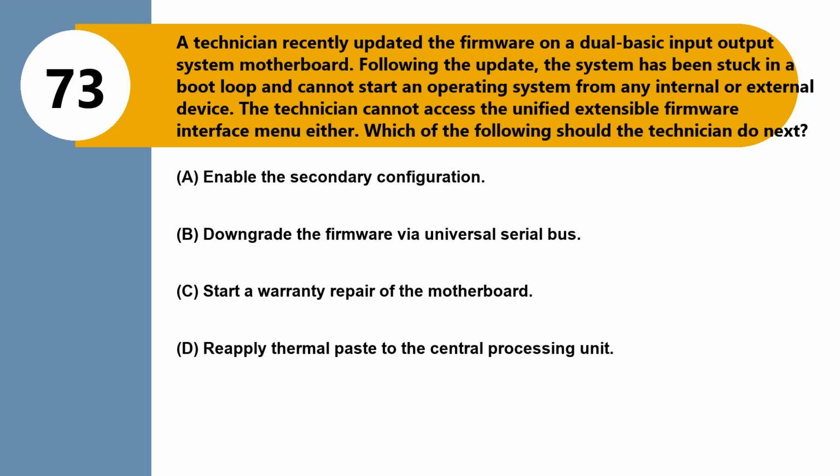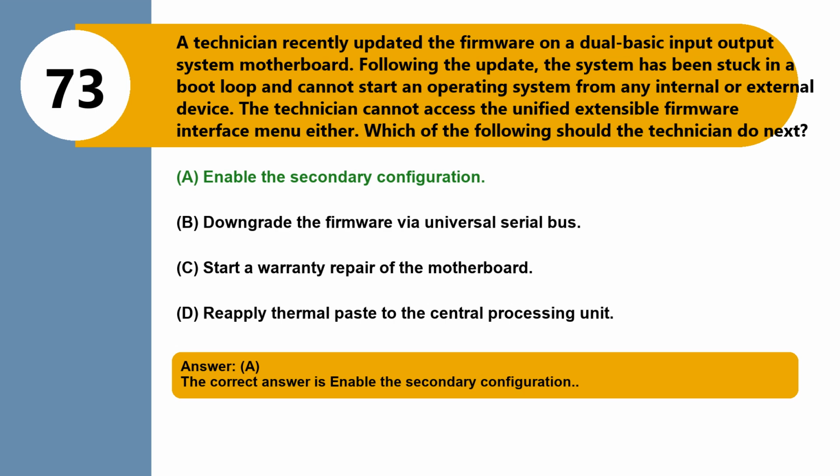Option A. Enable the secondary configuration. Option B. Downgrade the firmware via universal serial bus. Option C. Start a warranty repair of the motherboard. Option D. Reapply thermal paste to the central processing unit. The correct answer is option A. Enable the secondary configuration.